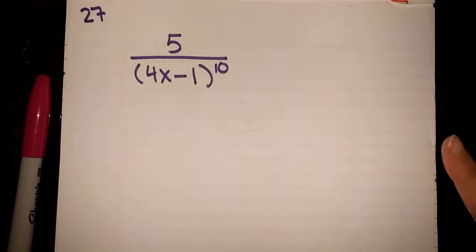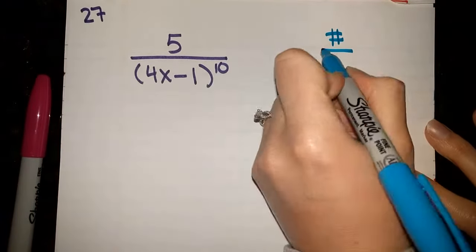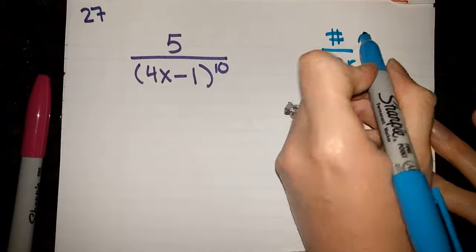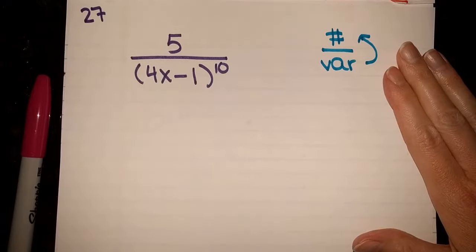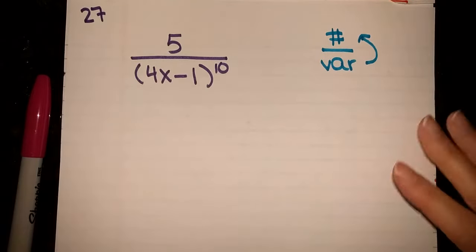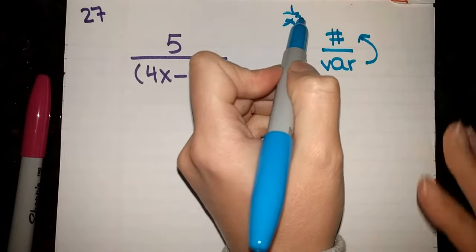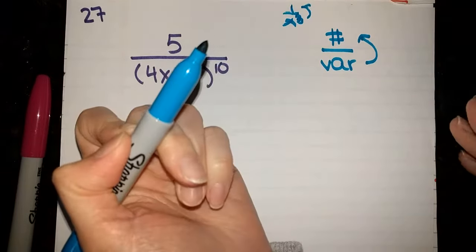There's two ways that you can deal with this. If you have a number over a variable, the easiest thing to do is to move that expression up into the numerator. So for example, if it's 1 over x to the third, you don't do the quotient rule there. You bring the x to the third up.